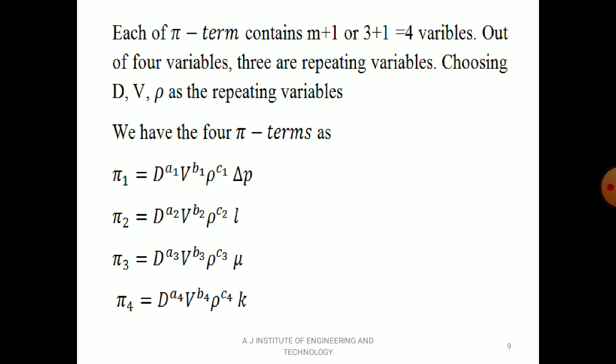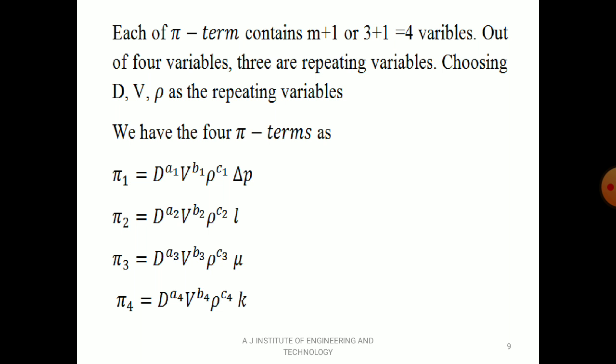Therefore we have to choose now repeating variables. So we have diameter here as geometric property, so we can select diameter as geometric property. Then velocity is given, so velocity we can select as a flow property. Then rho and mu. So first preference should be given to density, so rho as repeating variable. So D, V, rho as repeating variables. Now we can write 4 pi terms like this.